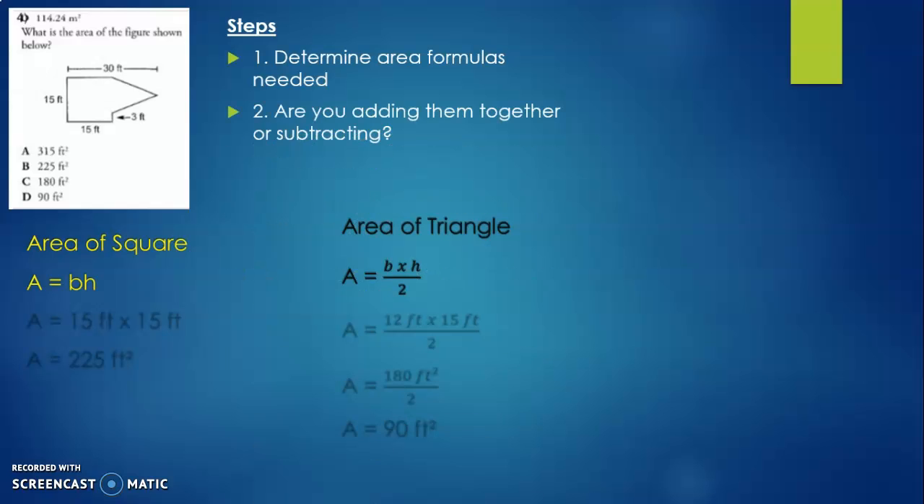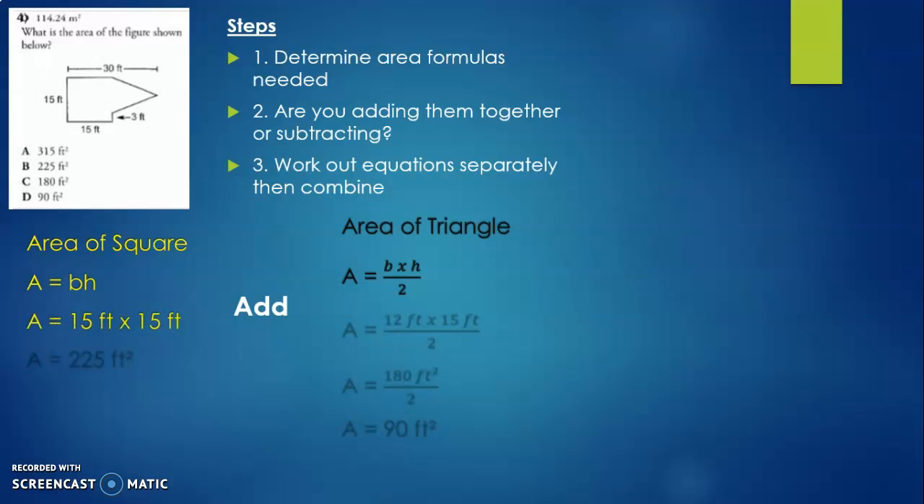All right, so step number 2 is we're going to decide if we need to add or subtract them. Since this is a composite figure and it's two figures that comprise one, we are going to add them together. So let's go ahead and find the area of each shape and add them together. The first one, we have a base and a height of 15 for our square, so that gives us a 15 by 15, giving us a total of 225 feet squared.